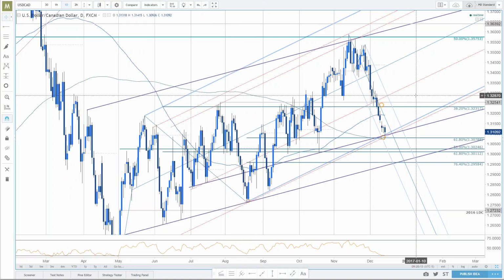All right, that's dollar CAD. That's number 5. Pressing into support. Look for that rebound and possible reaction above 130.80 into 131.